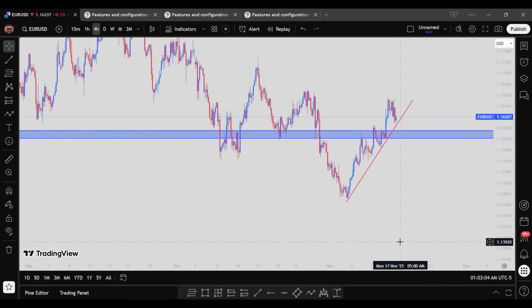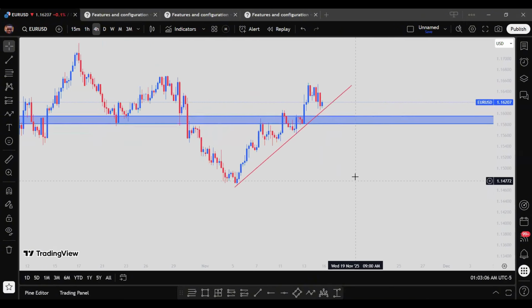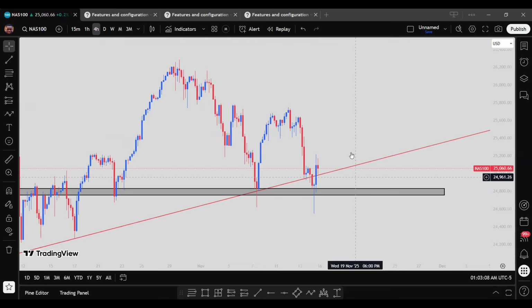So that's just how I'm looking to trade EURUSD at the moment. Now let's talk about NAS100, which is what I'm currently looking at.